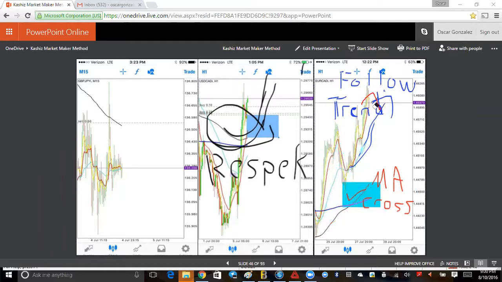So you can put these on your phone as well. It's exponential moving averages.